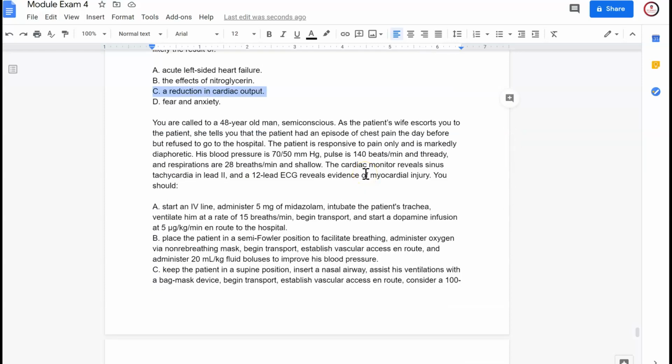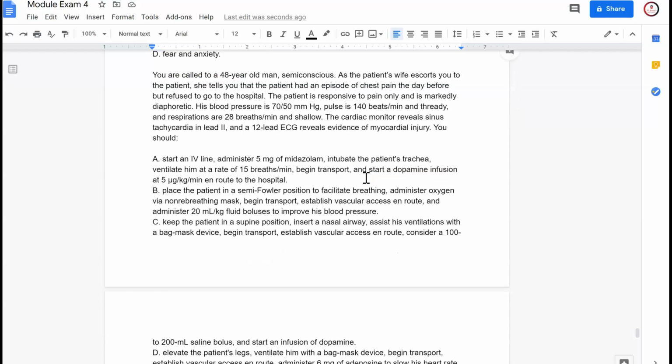You're called to a 48-year-old man, semi-conscious. Patient's wife escorts you to the patient, tells you the patient had an episode of chest pain the day before but refused to go to the hospital. He's responsive to pain only and is markedly diaphoretic. Blood pressure is 70/50, pulse is 140 and thready, respiration is 28 and shallow. Cardiac monitor reveals sinus tachycardia in lead 2. 12-lead reveals evidence of MI.